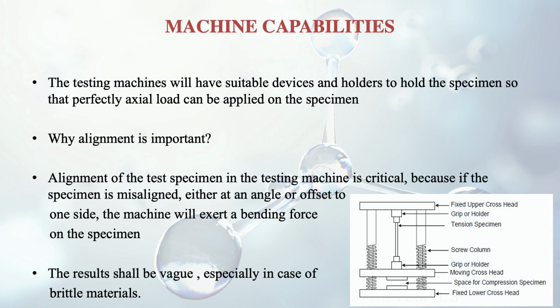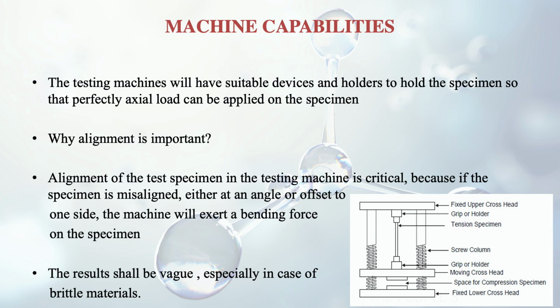So what does the testing machine actually have? It has suitable devices and holders. For what purpose? To hold the specimen so that a perfectly axial load can be applied on the specimen. Like I showed you in the demonstration, how a tensile load is acting or a compressive load is acting. Tensile load always acts in the axial direction, and if it doesn't act in the axial direction, then what will happen actually? A bending effect will happen and it can destroy the specimen.